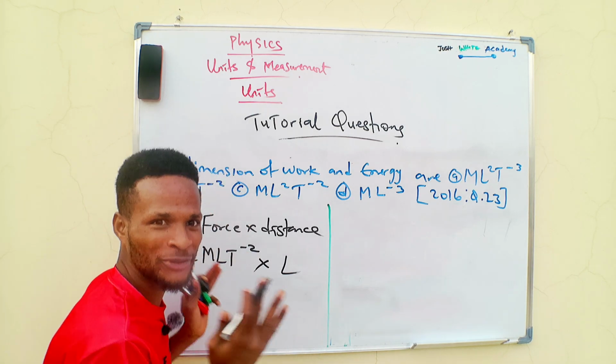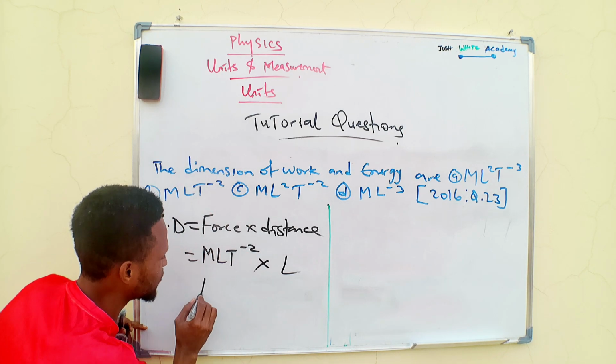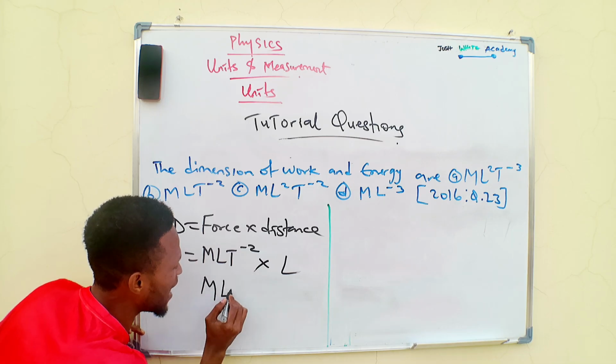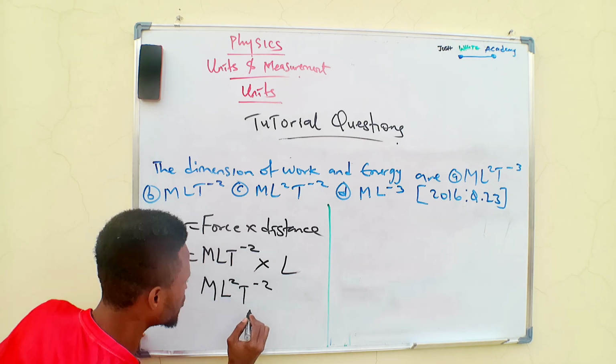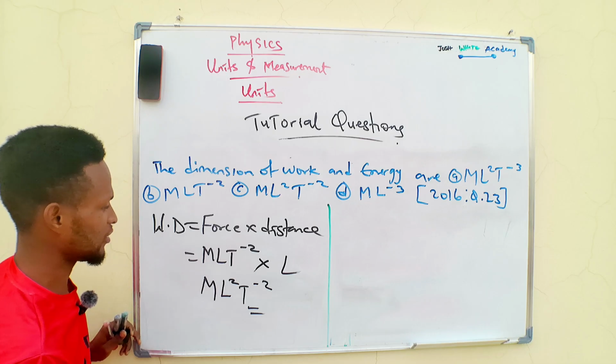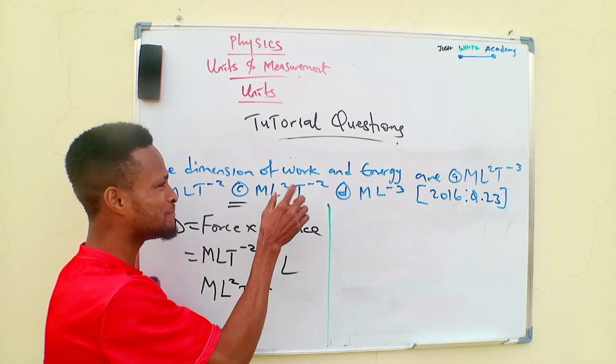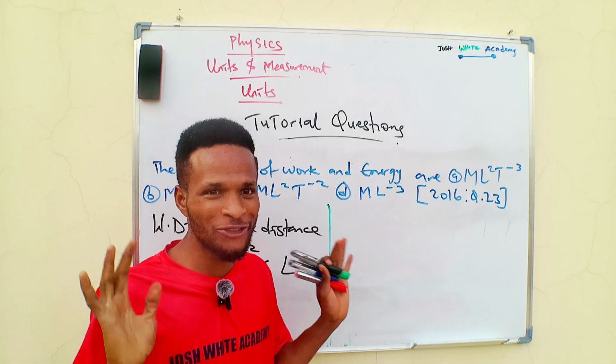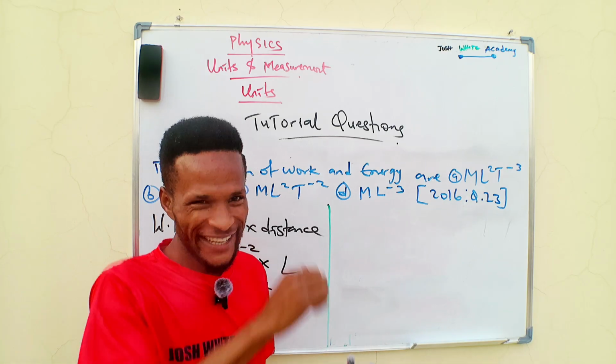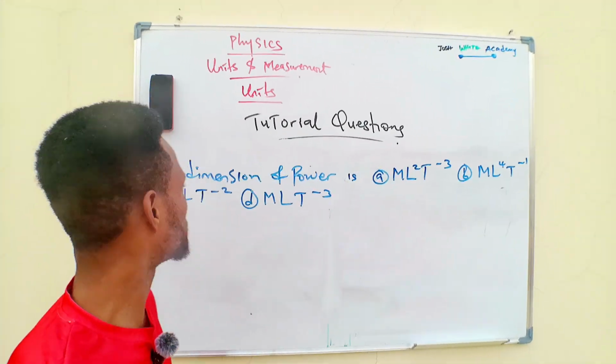So multiplying by the product rule of indices, L times L will give you L squared. So you see our answer, M L squared T minus 2. Similar for that of energy. Let's continue. The next question.